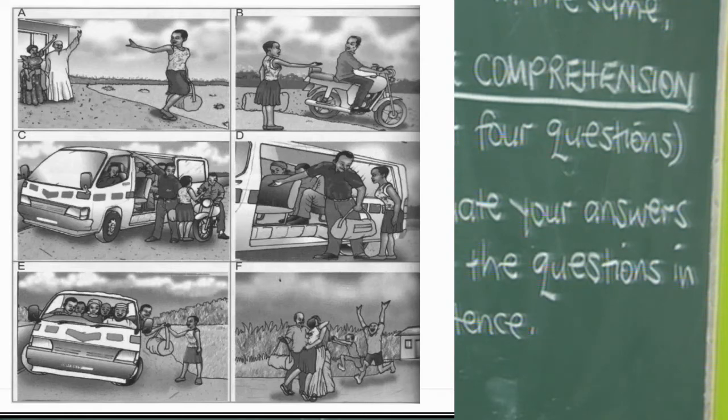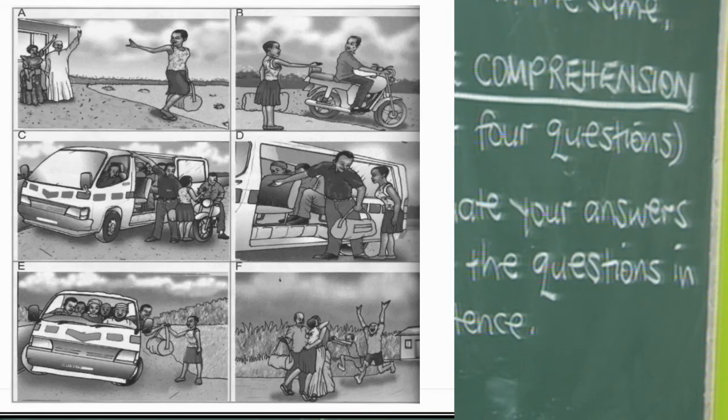Picture C, what sentence? We can say, "Ruth is boarding a taxi." Then picture D, "Ruth has boarded a taxi." We can have the other question that I asked, what is Ruth doing in picture B? We can say, "Ruth is paying a boda in picture B," or "Ruth is paying the boda in picture B."